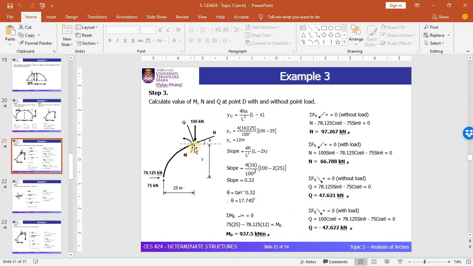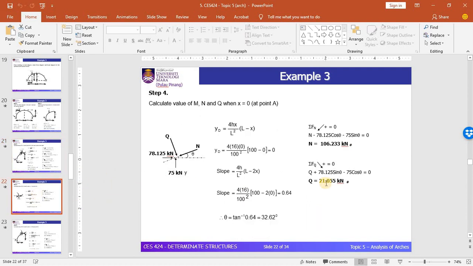Because at point D we have a point load acting, you need to consider two conditions, with load and without load, for the thrust and for the radial shear. You need to repeat the same procedure for other points. For instance, at point A, which is at support, you need to find out the y and the angle, and by that you can calculate N and Q.